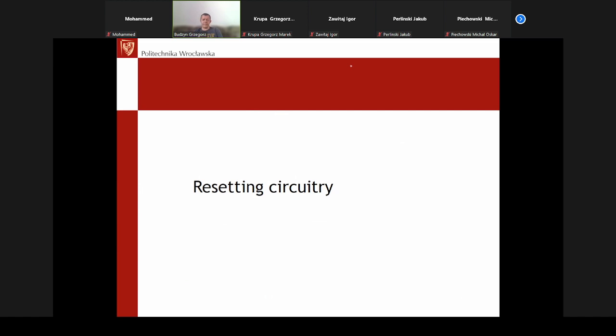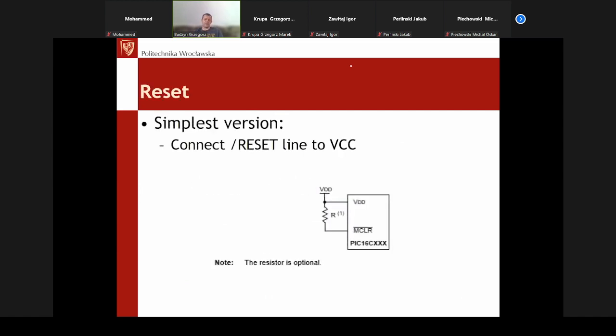Resetting circuitry. This is usually pretty simple. So the simplest solution is just to make this kind of resistor, which is again optional. So the reset doesn't have to be connected at all. Although from a practical point of view, even if this is optional, less optional is this capacitor. It's not given on data sheets very often, but it's a really good practice to add a capacitor here.